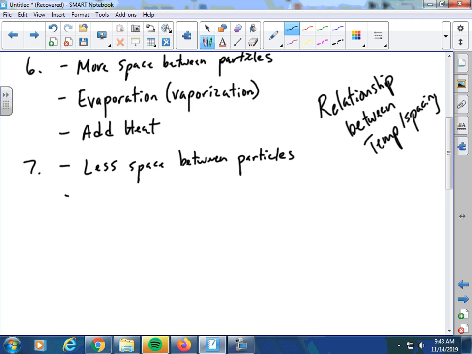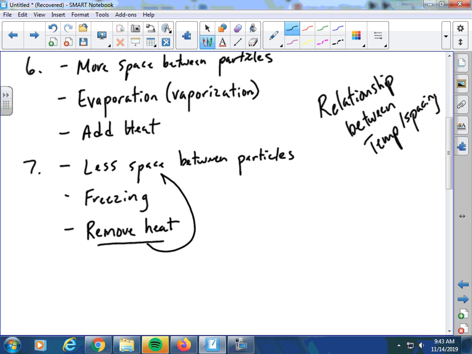So the second part of number 7, what is this process called? When we go from a liquid to a solid, water to ice, we call that freezing. And so in this case, in order to go this way, we got to remove heat. So again, if we remove heat, less space between particles. We're making the particles come closer together. This goes along with what we talked about with the thermometer in terms of thermal expansion and contraction, which I will talk more about when we do the thermometer part.